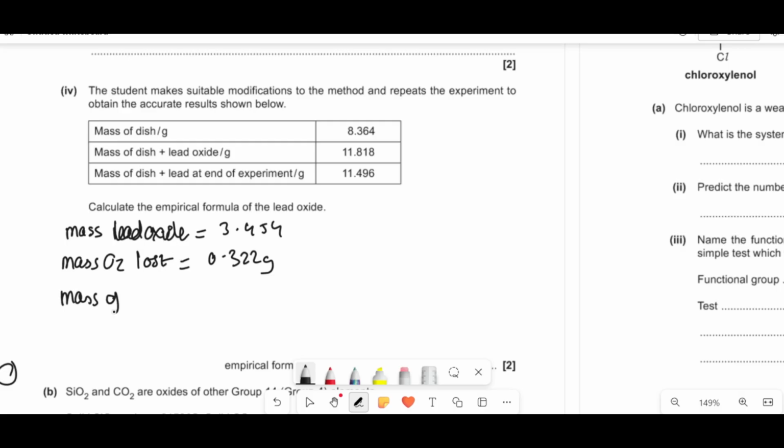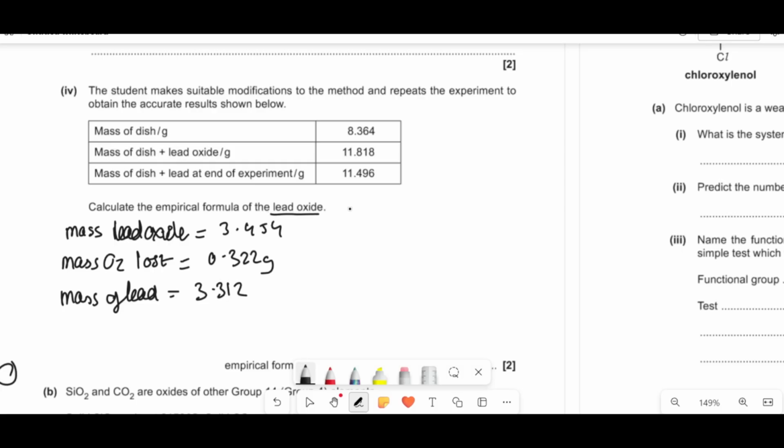Fine. We now know the lead oxide and the mass of O2 lost, so we can now work out the mass of lead. Because if this experiment's been done properly and perfectly, all the oxide is all the oxygen that's lost. So this minus this will tell us how much lead there is. So if I do 3.454 minus 0.322, we end up getting 3.312. That's the mass of lead. That's the mass of lead oxide.